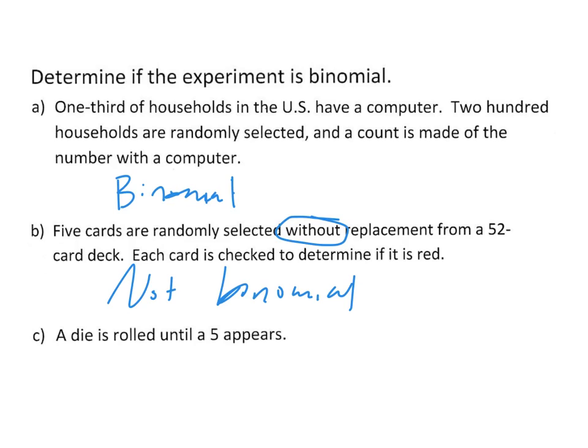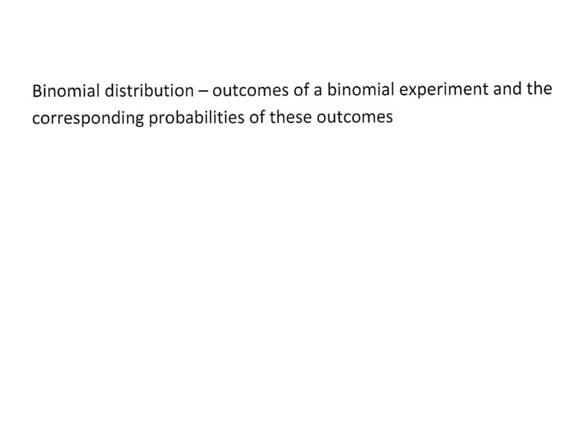What's our success? What are we trying to get here? A 5 or not 5, right? So there's my 2 outcomes. Are there a fixed number of trials? No. Why not? Because you just keep rolling until you get a 5. We don't know how many there's going to be. So right off the bat, we're like, nope, not binomial. How many had all 3 of those right? Good. Okay, that's the part.